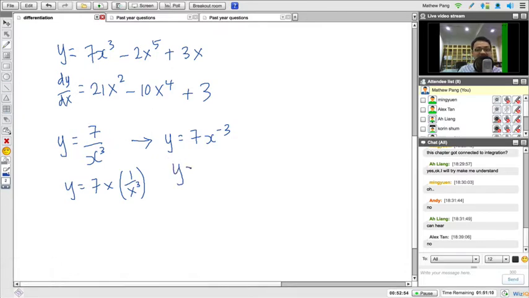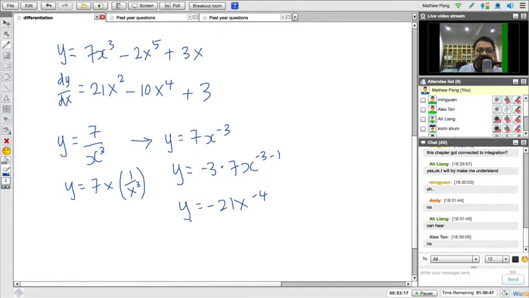Because same thing like what I said just now, you move the negative 3 in front and then you minus 1. Okay, you see what happened if I move the negative 3 in front. It will be negative 3 multiple with 7x power of negative 3, right, and the power will be minus 1. So what I will have is negative 21 x power of negative 4.